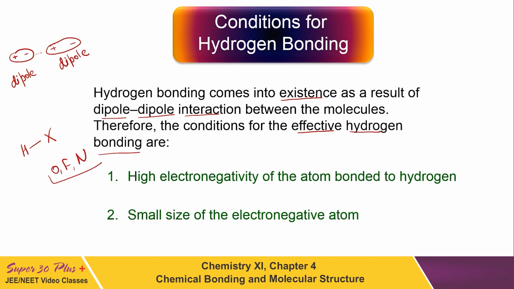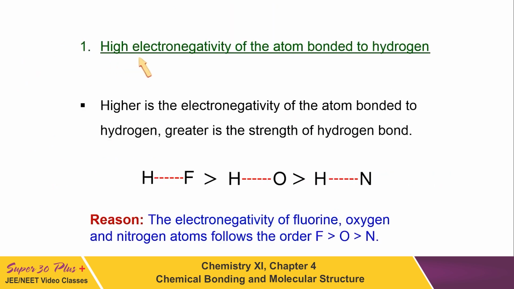And another prerequisite for the formation of an H bond is the small size of the electronegative atom. So the electronegative atom which forms the H bond should be of small size, otherwise the H bond will not form. And like we discussed, the higher the electronegativity of the atom, the greater is the strength of the H bond. This is important, students.